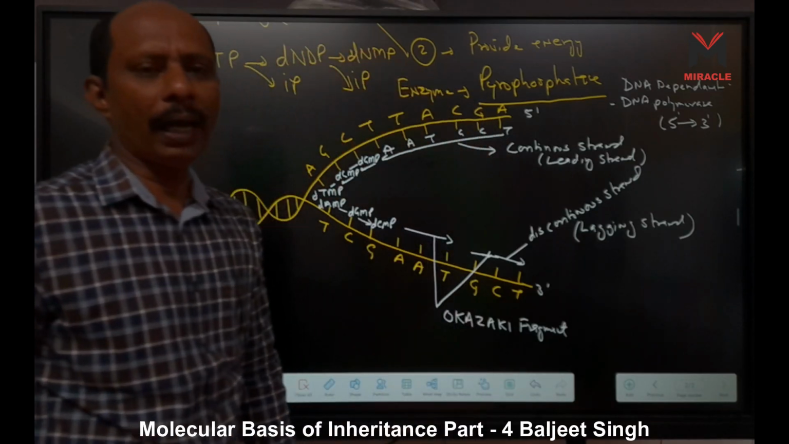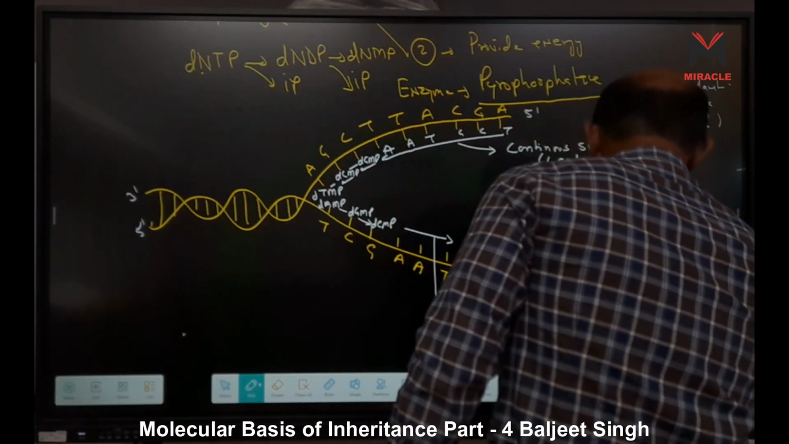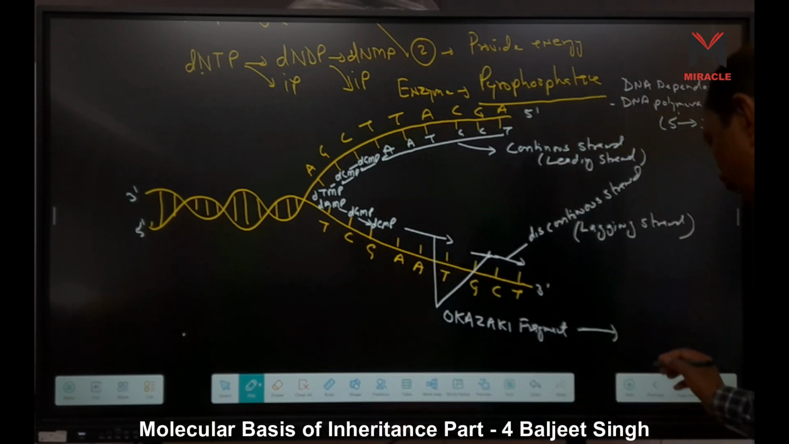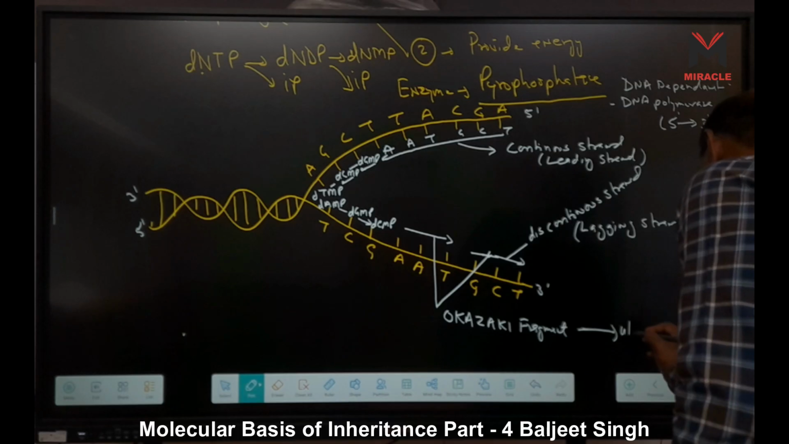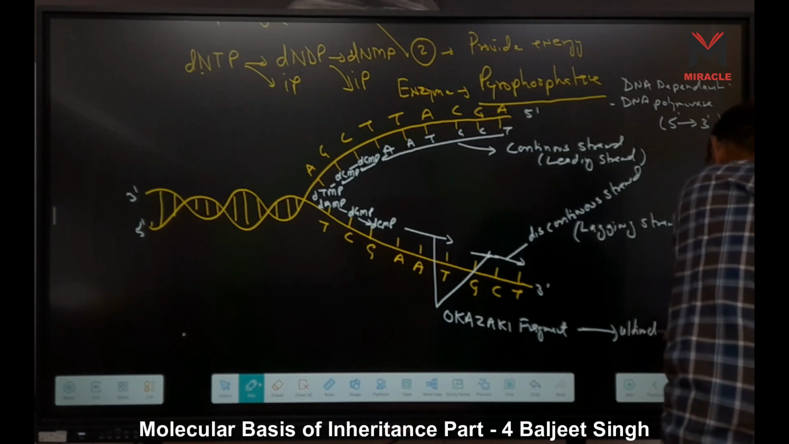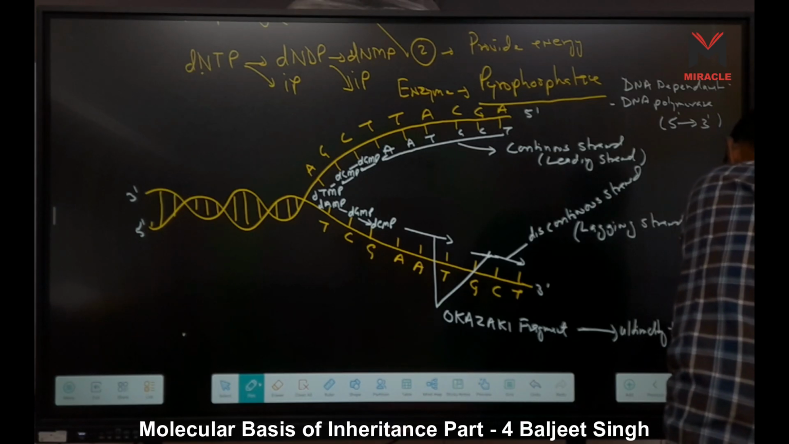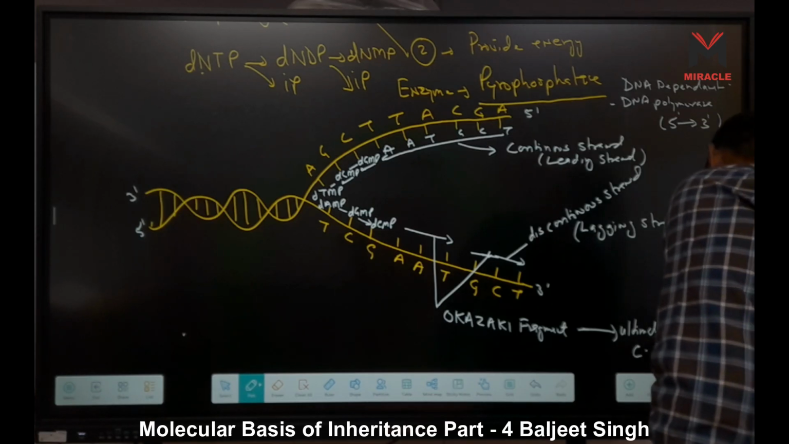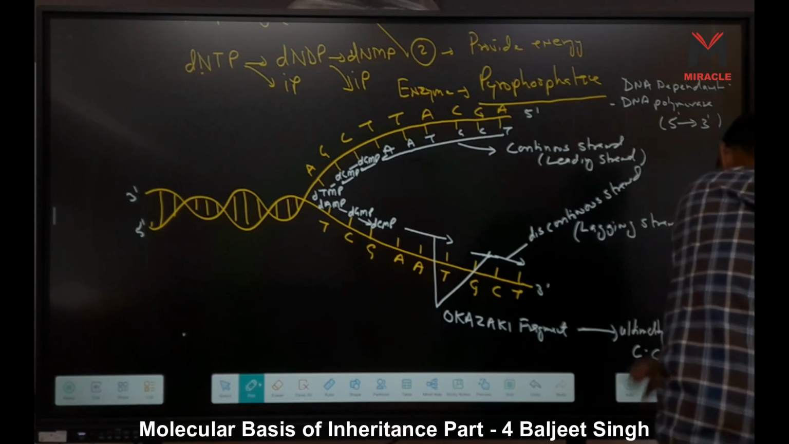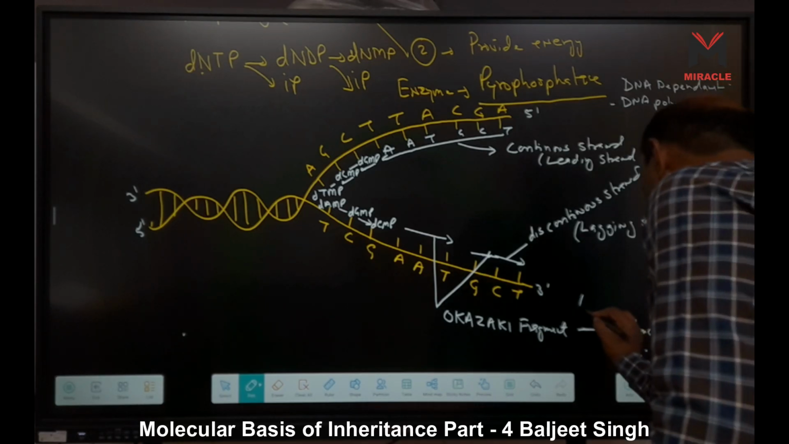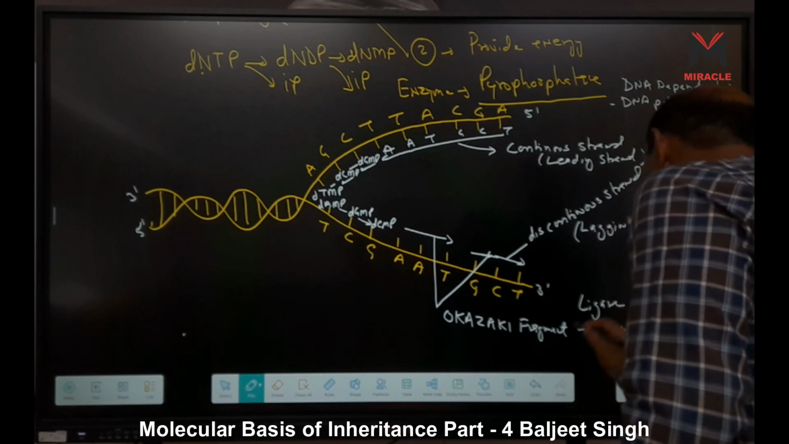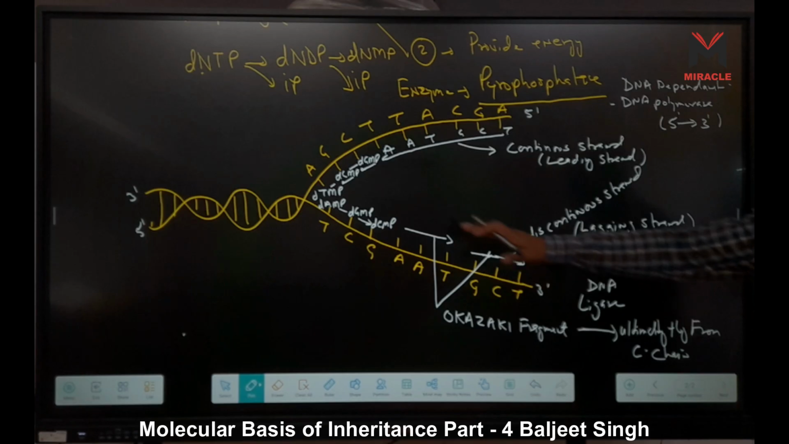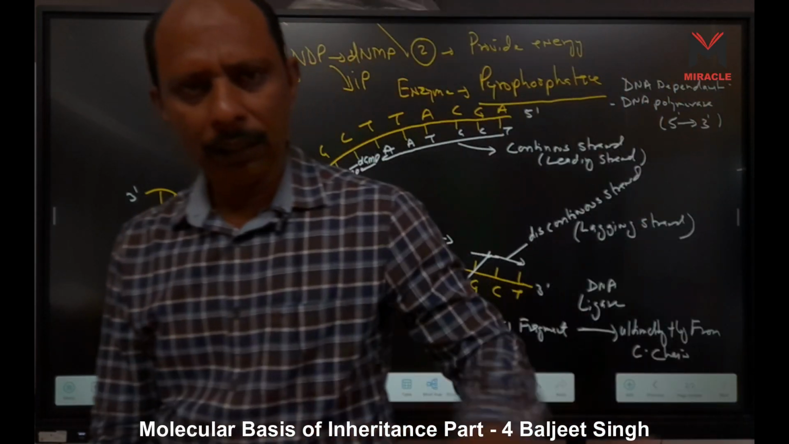So with the help of the ligase enzyme, which enzyme? With the help of the DNA ligase enzyme, ultimately they form a continuous chain, right? These fragments join with each other and form a continuous strand.